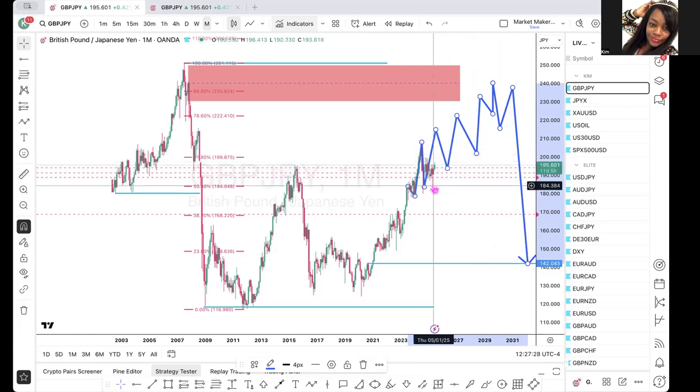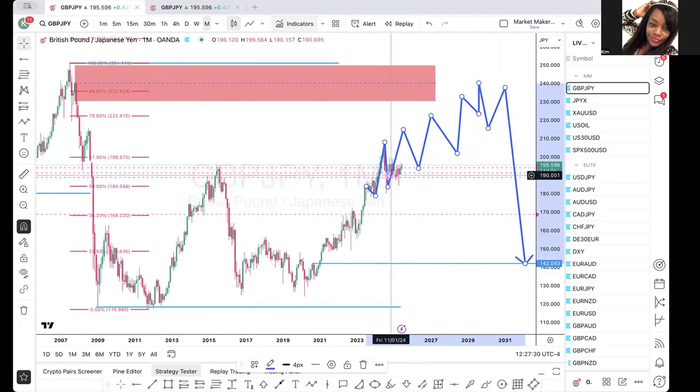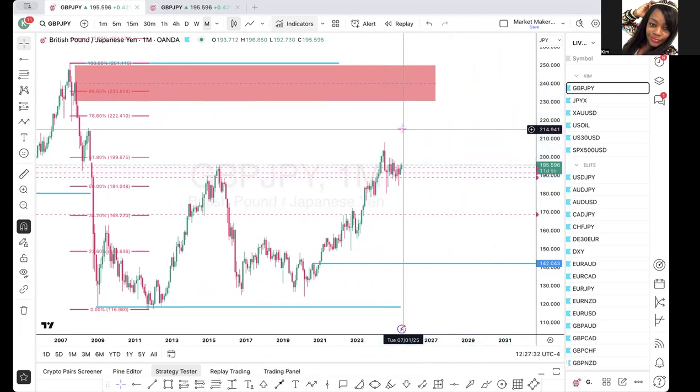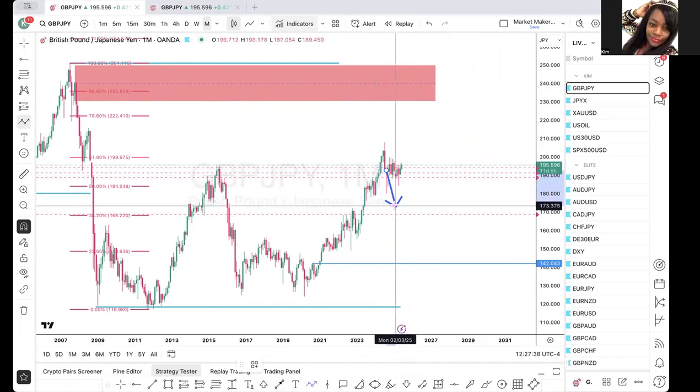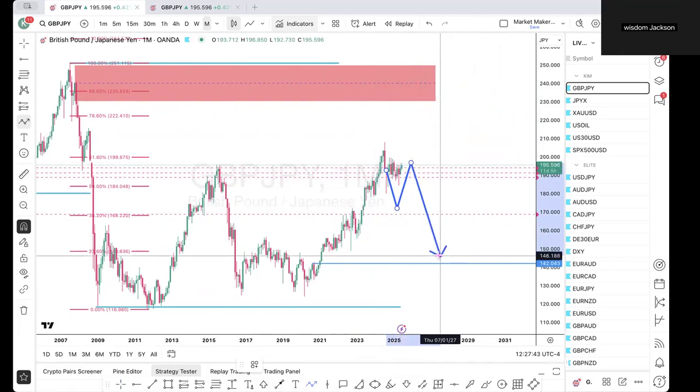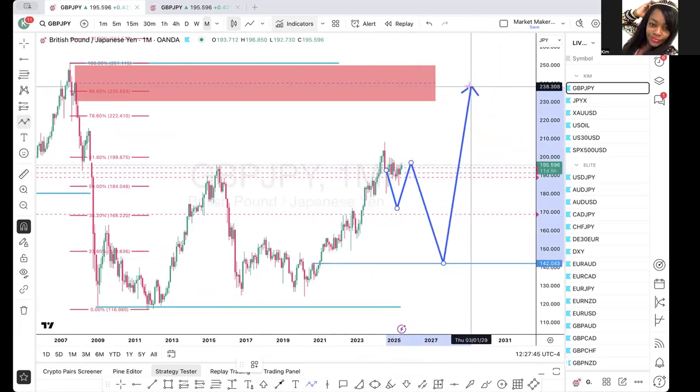Now, if this move right here breaks this low right here, then I'm looking for the pullback to sell back down to here and then buy back into here. Does that make sense?